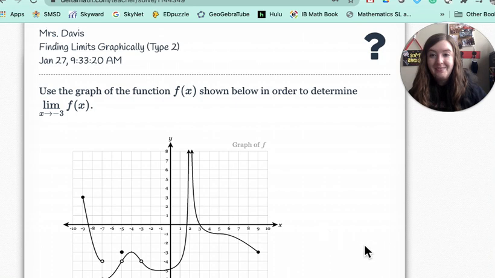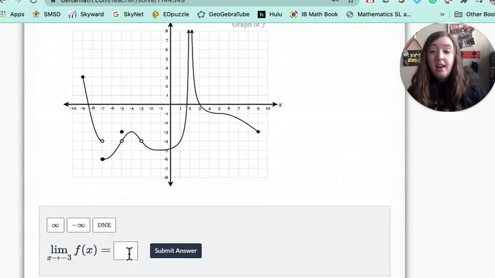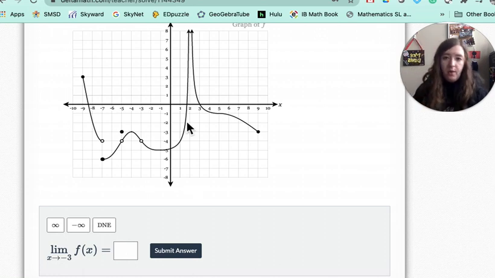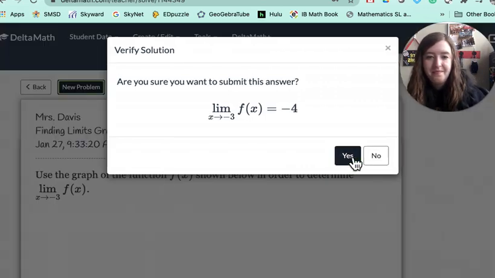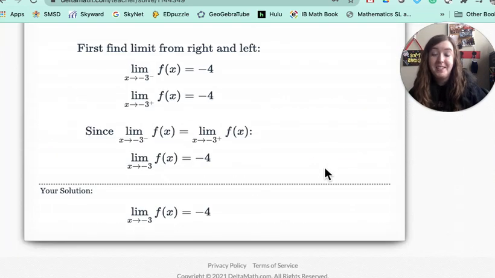Okay. So now it's just straight up asking us, what's the limit at -3? Well, at -3 here, coming in from the left, we're getting closer and closer to -4. Coming in from the right, we're getting closer and closer to -4. Now, we're not actually defined at -3, but nobody cares. We're worried about where we're going. That's -4. And then it will go through and explain.